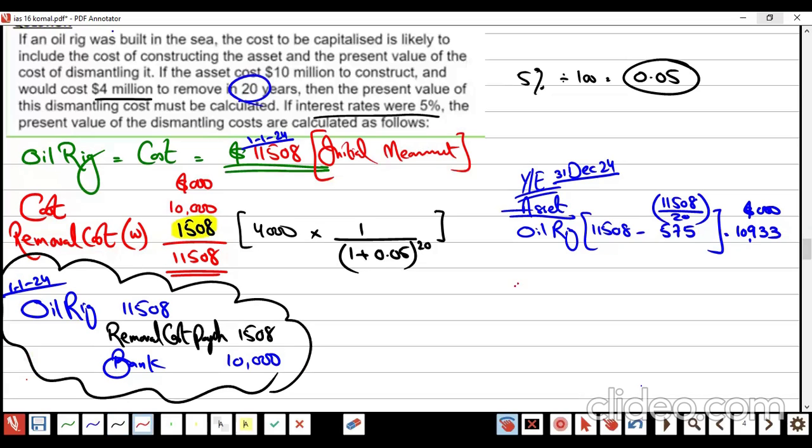That is the entry. Now the year end appears. At year end, you will have a non-current liability, non-current liability of removal cost. Am I right?